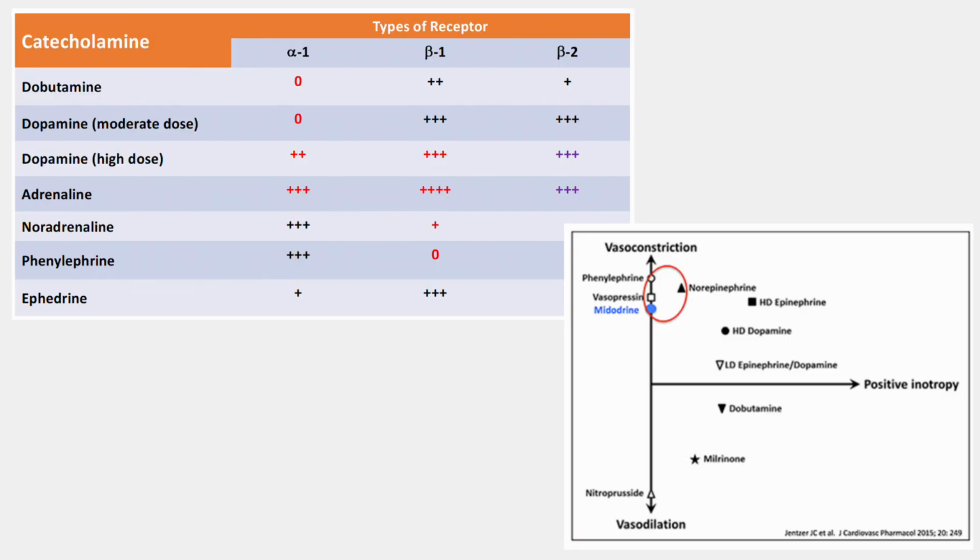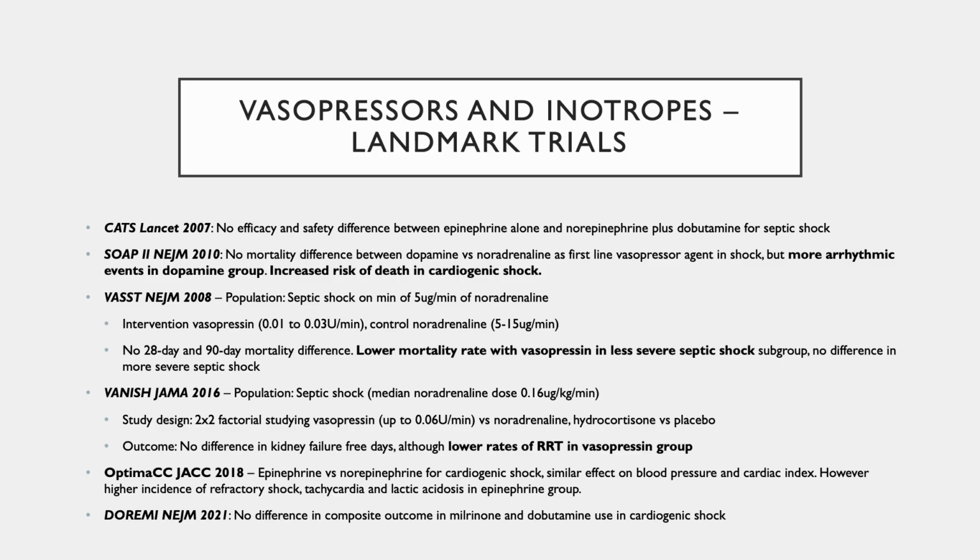These two charts summarize the relative effects of various vasoactive drugs in terms of their effect on vessel tone and cardiac contractility. And this slide summarizes some of the landmark trials relevant to vasopressors and inotropes.